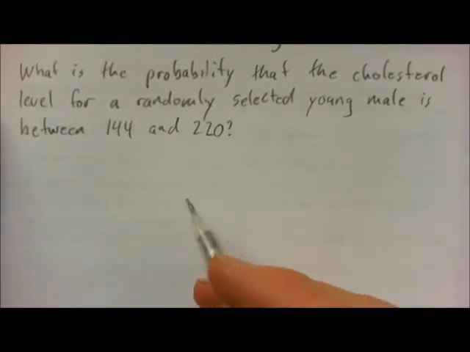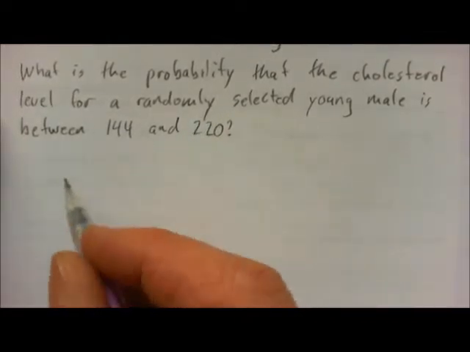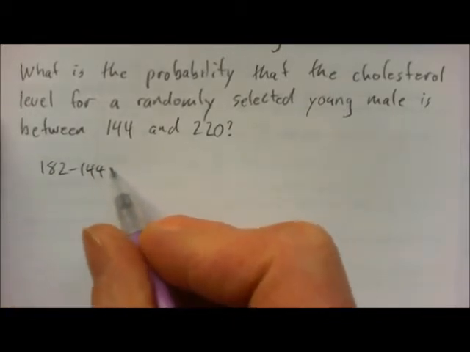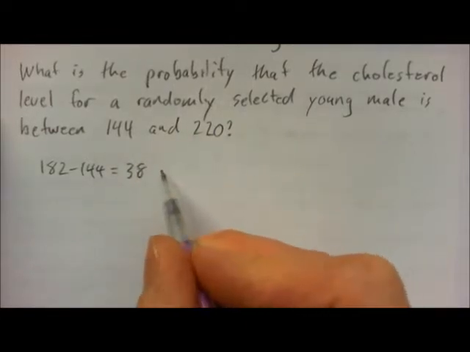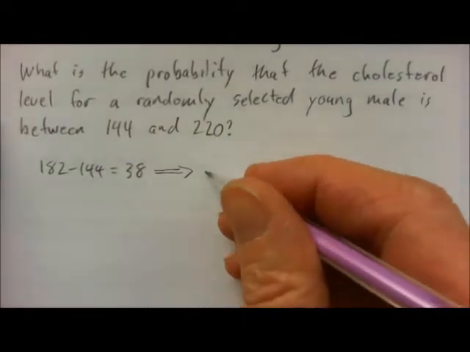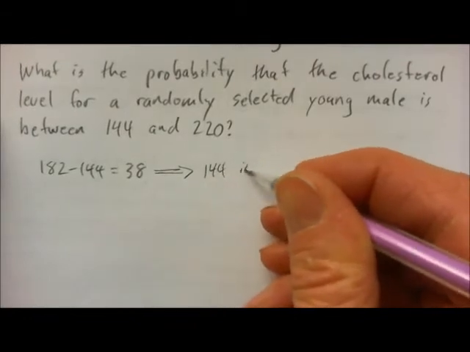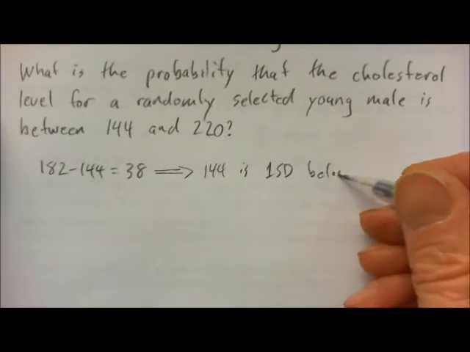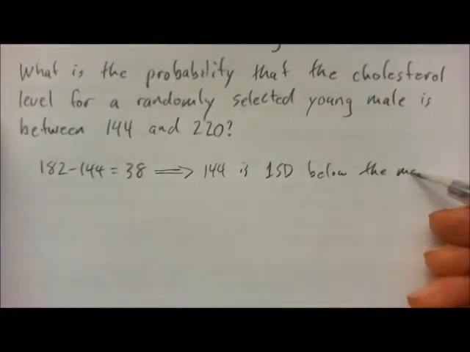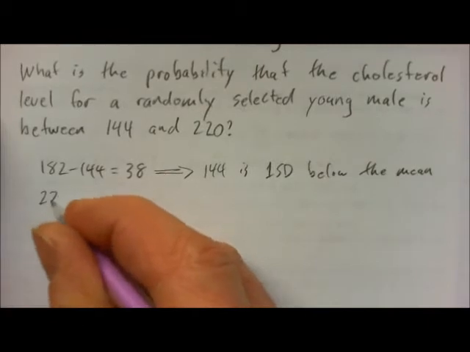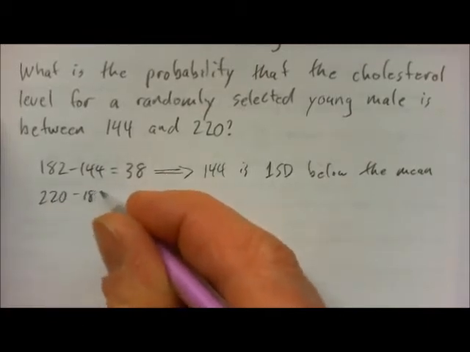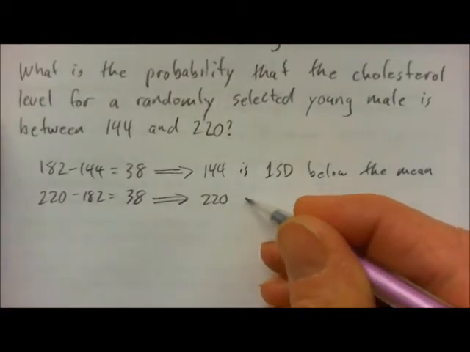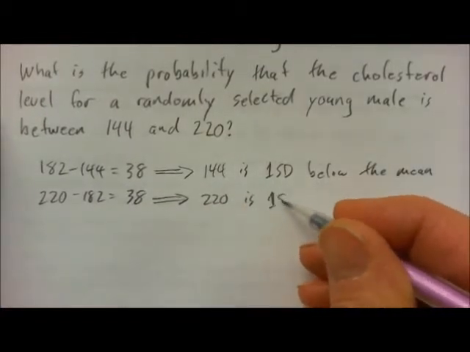Well, if we take 144 and subtract it from our mean of 182, if we take 182 minus 144, we get 38. So what that tells us is that 144 is one standard deviation below the mean. And similarly, 220 minus 182 is 38. So 220 is one standard deviation above the mean.